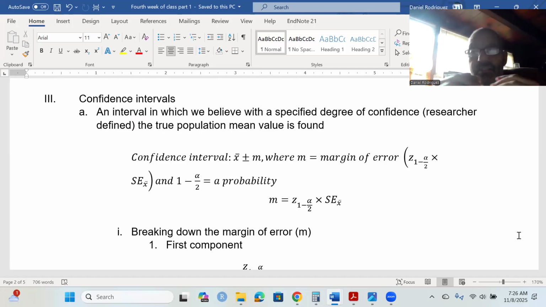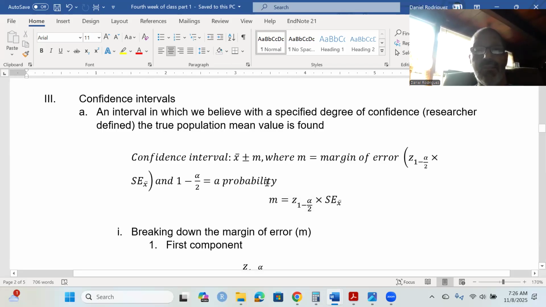But generally, we like to surround that with an interval, say, this is our estimate of the population mean, but the true population mean is going to be somewhere between here and here. And that's what a confidence interval is. So we surround our sample mean with what's called a margin of error, right?